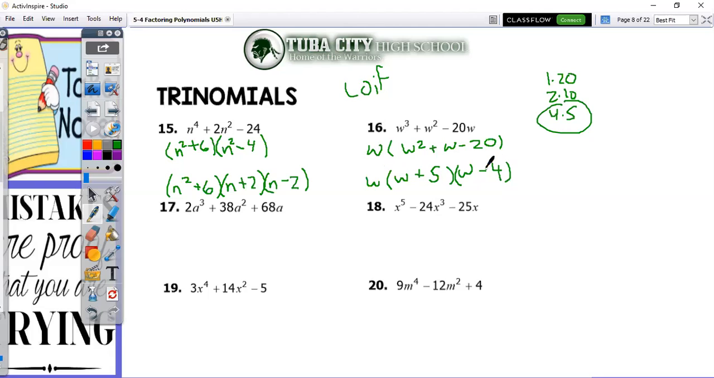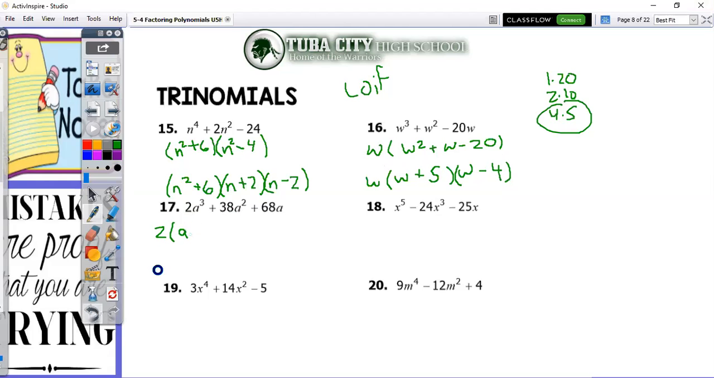All right, number 17, same thing here. It looks like we're going to have to factor something out. Anytime you have an a value, that makes it a lot tougher. So if you can get rid of your a value, which in this case, 2, 38, and 68 are all divisible by 2. So let's take 2 out.